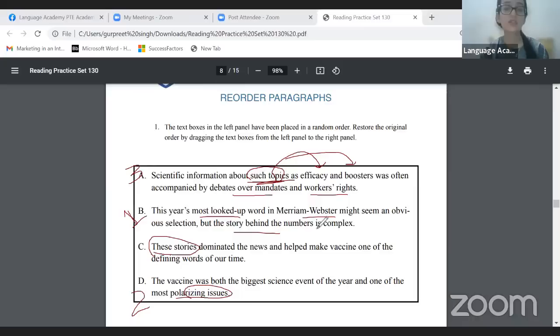And then comes these stories dominated the news. These stories means efficacy, boosters, mandates, workers' rights, all these stories dominated the news and helped make vaccine one of the defining words of our time. So this was the story. This is ending up at the conclusion that that is why it became the most looked up word, defining words of our time. This was kind of a story going on. First, you say that there is a word which is the most looked up, and then you start the story that how it became so popular word, right?